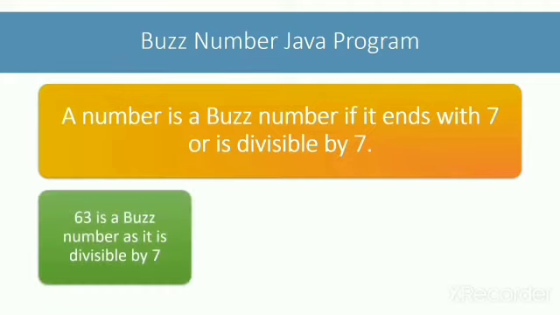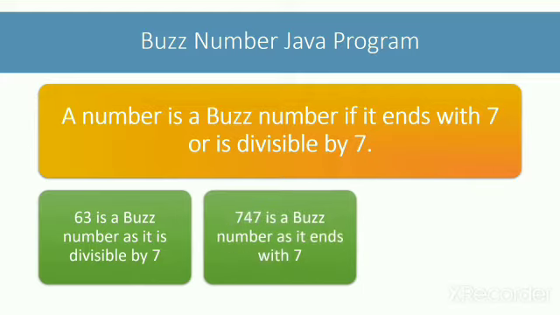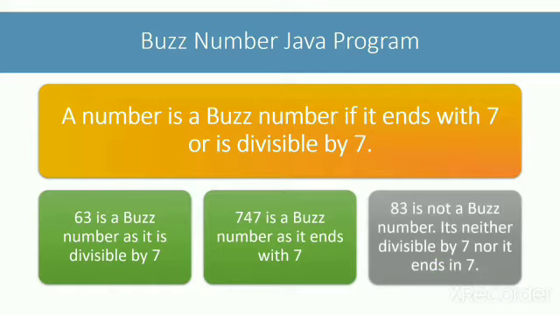63 is a buzz number as it is divisible by 7. 747 is also a buzz number as it ends with 7. 83 is not a buzz number as it is neither divisible by 7 nor does it end in 7. Let's go to the program now.